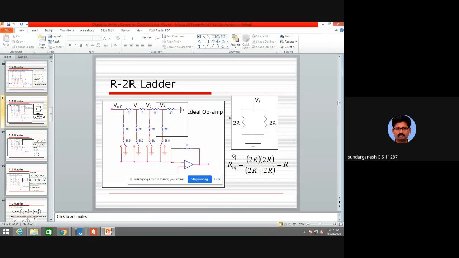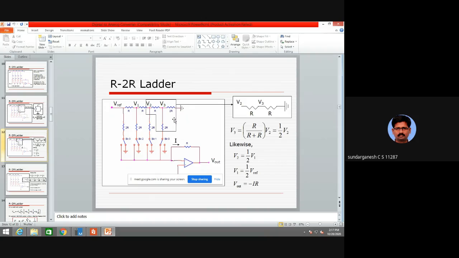The R equivalent formula is R1 R2 by R1 plus R2. So here these two resistors are in parallel. So 2R times 2R by 2R plus 2R is equal to R. So it is replaced by a single R.